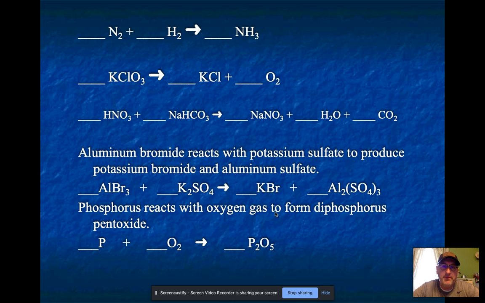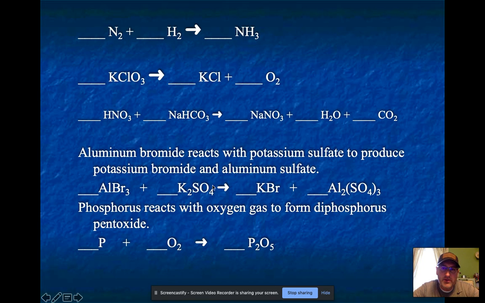Okay, so today, good morning. We're just going to be continuing on with what we did yesterday with balancing. But the only difference today is that you have to go from the names to the formulas and then go ahead and balance your equation.